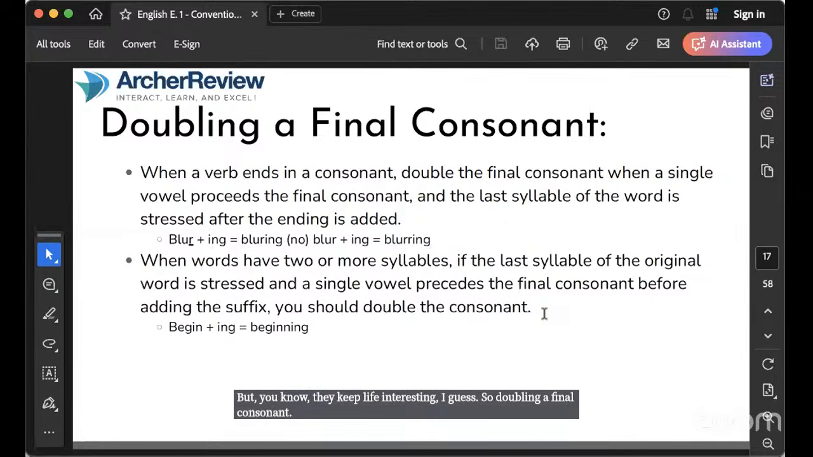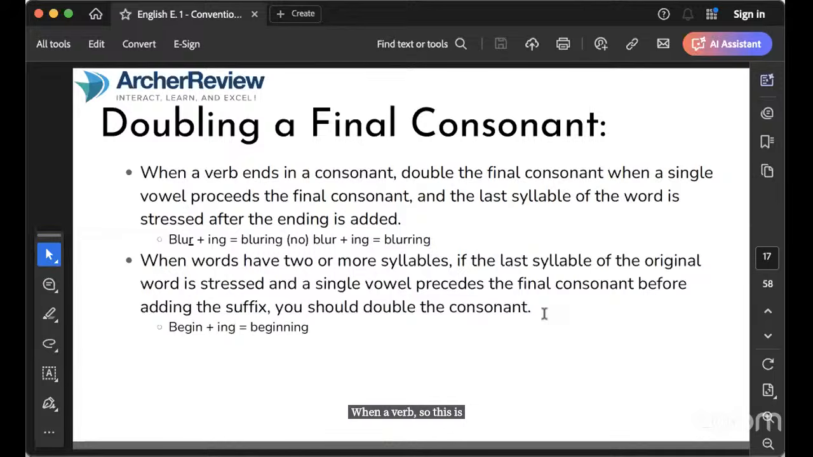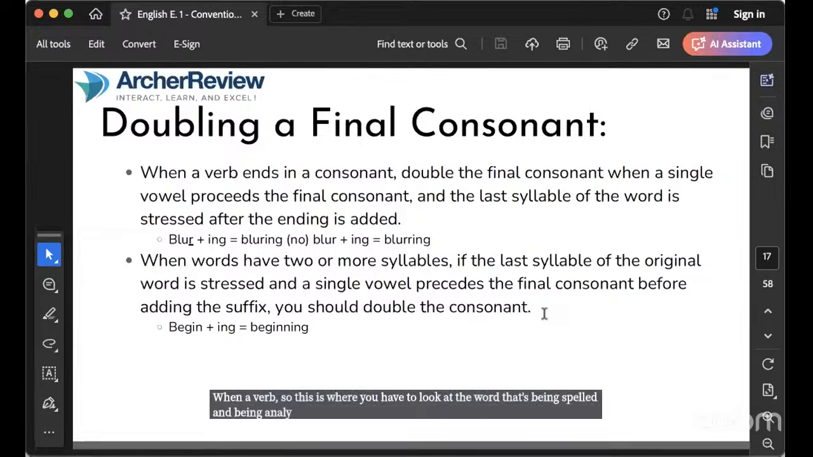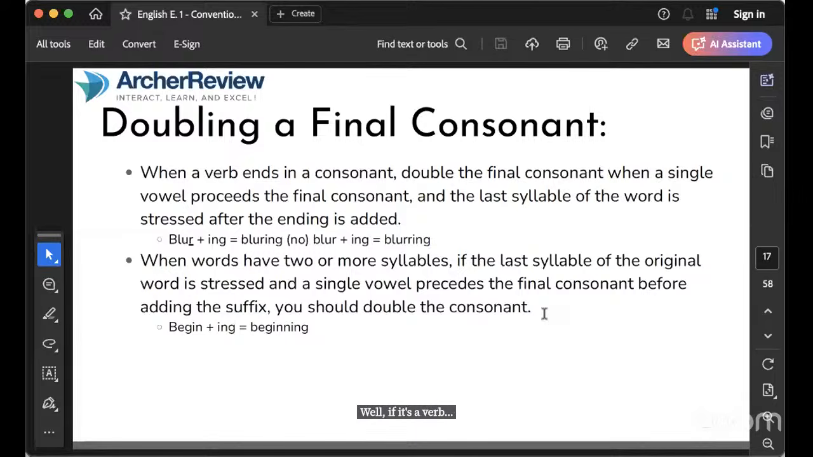When a verb, so this is where you have to look at the word that's being spelled and being analyzed, and you have to ask yourself, okay, what part of speech is it? Well, if it's a verb, remember that could be an action or a linking verb. If that word is a verb and it ends in a consonant, hold on.